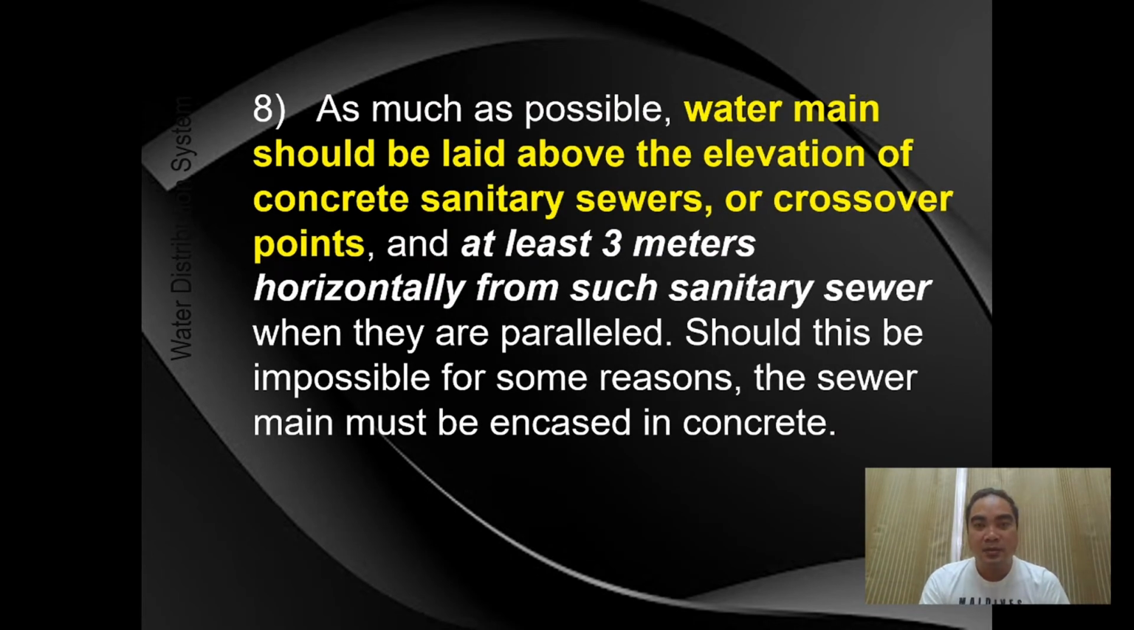As much as possible, water mains should be laid above the elevation of concrete sanitary sewer or crossover point and at least 3 meters horizontally from such sanitary sewer when they are parallel. Should this be impossible for some reason, the sewer main must be encased in concrete. Ito yung mga rules para mag-safe yung water supply natin dun sa contamination. So at least 3 meters yung distance niya.